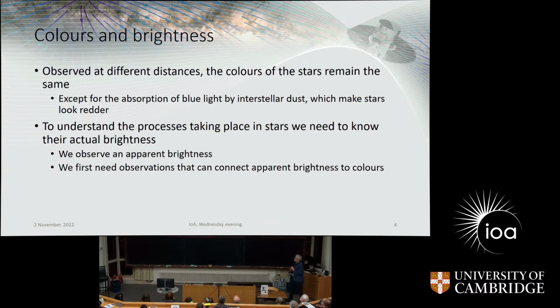So we observe stars at different distances. The colors of the stars remain the same, except for some absorption of the blue light, which happens because of dust that you get between you and the stars. But we're not going to bother about that at the moment. To understand the processes that take place in the stars, we need to know their actual brightness. Because we observe only an apparent brightness, that depends on the distance at which we see the stars. So first we need an observation that can connect the apparent brightness with the colors. That's the first thing we're going to look at.